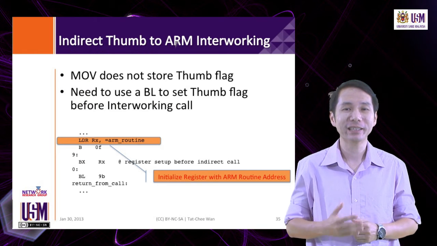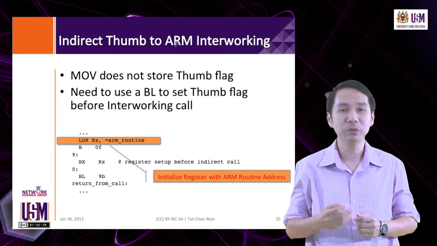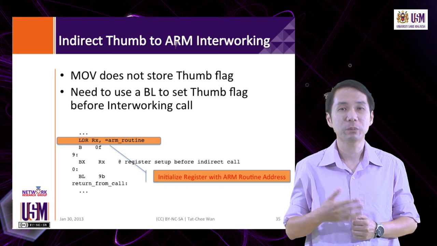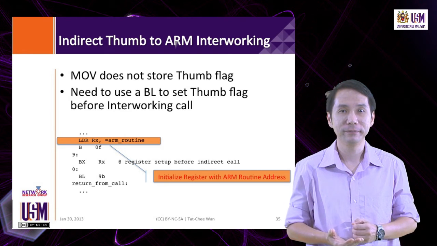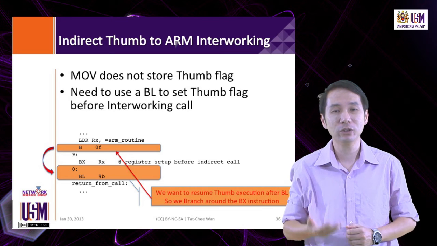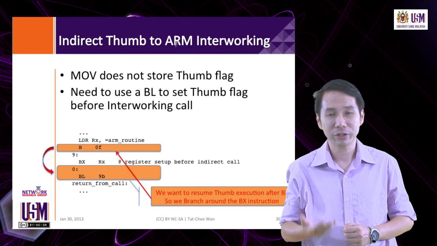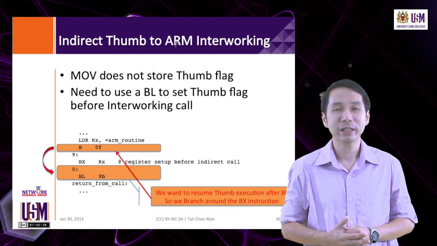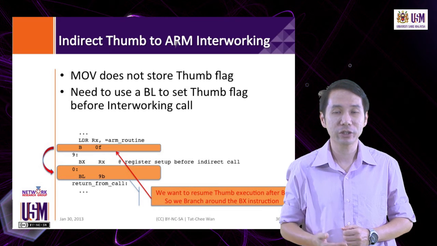Next, we will look into indirect thumb to ARM interworking. Now this is a bit more complex because the move instruction does not store the thumb flag. So we will need to use a branch and link in order to set the thumb flag before the interworking call. Okay, we assume that we have already loaded the ARM instruction routine address into a register such as Rx. Now in order to do the branch and link instruction, we want to be able to resume the execution of the next instruction in thumb state.